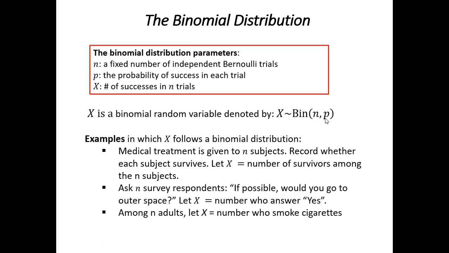Some examples would be if a medical treatment is given to n subjects, we could record whether each subject survives. Our random variable x would be the number of survivors among the n subjects. Another possibility, suppose we ask n people, if possible, would you go to outer space? We could let x be the number of people who answer yes. Another example, among n adults, let x be the number who smoke cigarettes.